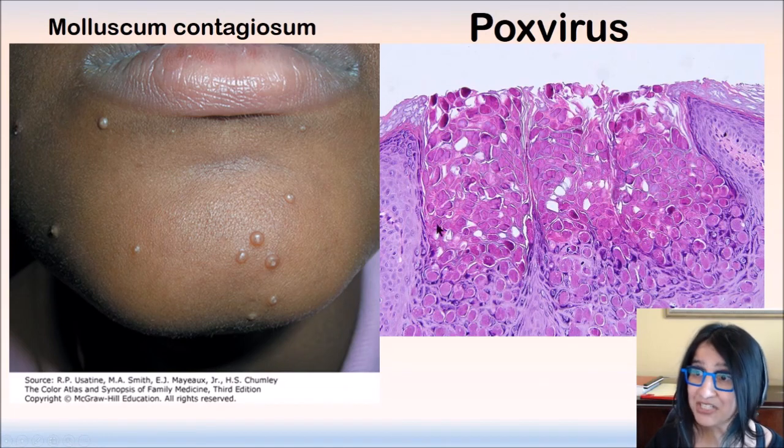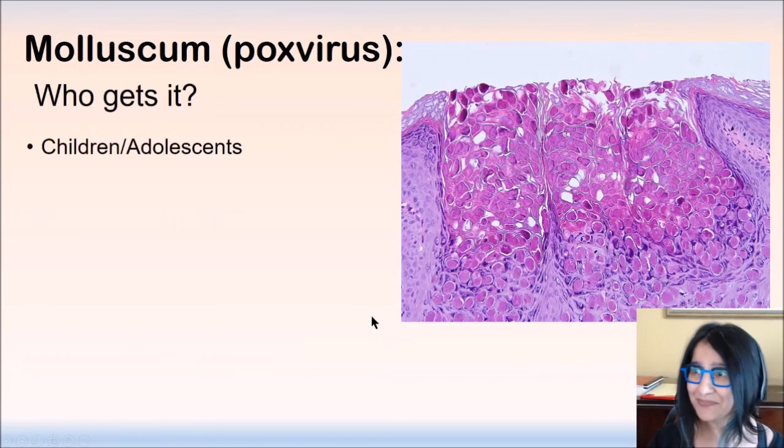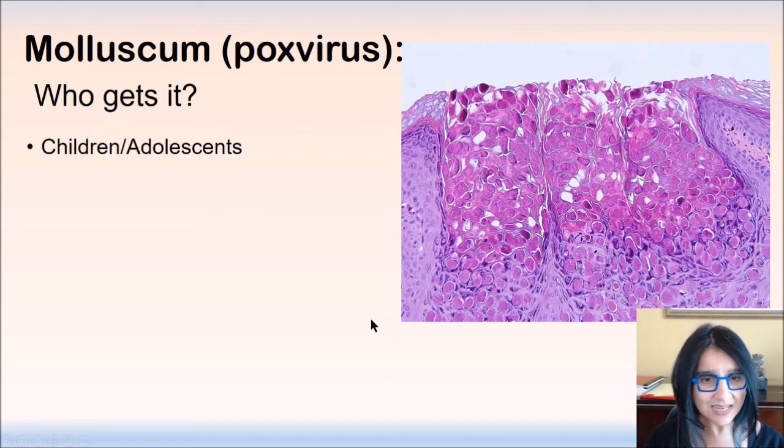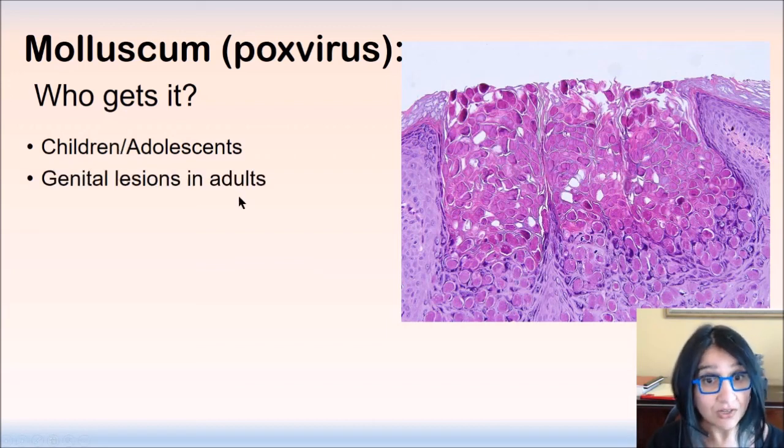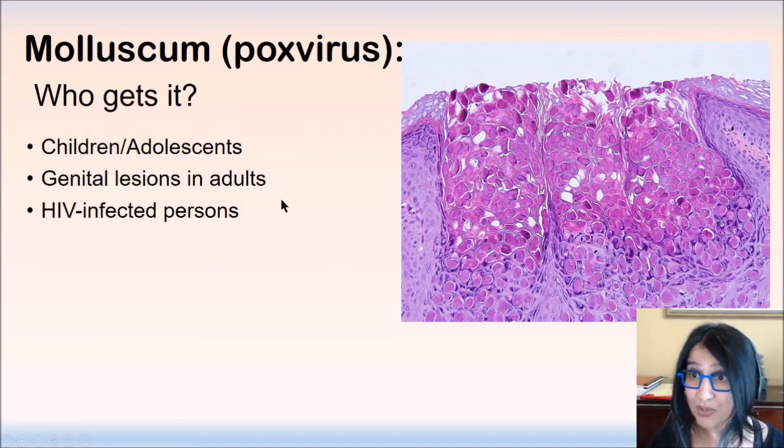So molluscum contagiosum, this is a pox virus. Who gets it? Children, adolescents. Anytime there's an abrasion on the skin, people talk about sharing towels, like at the pool or something like that, so they can pass around these skin inoculations. Genital lesions in adults can also be a form of molluscum as well. And of course, recurrent molluscum in HIV-infected persons again.